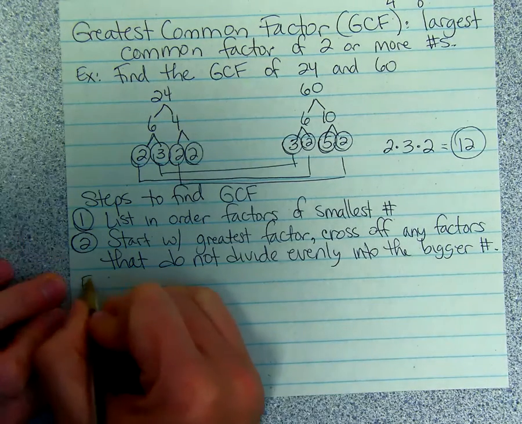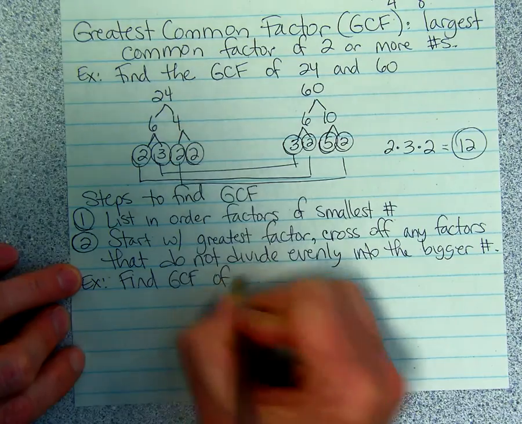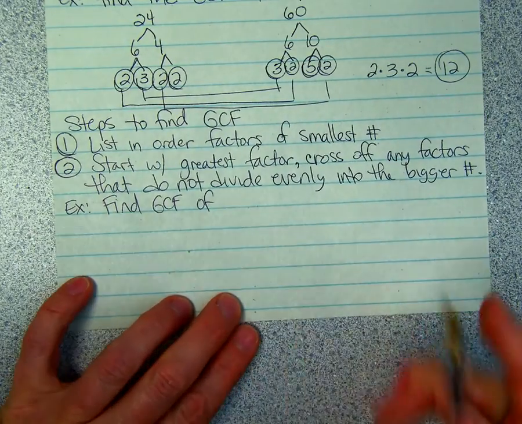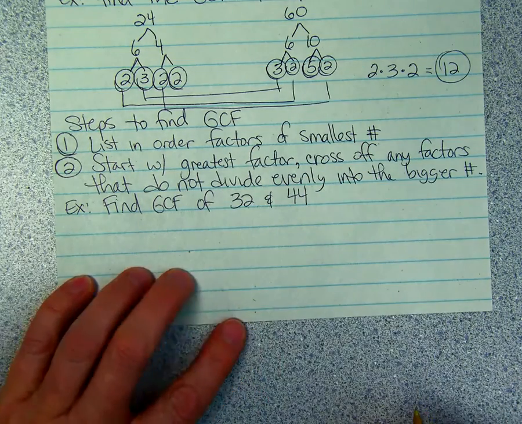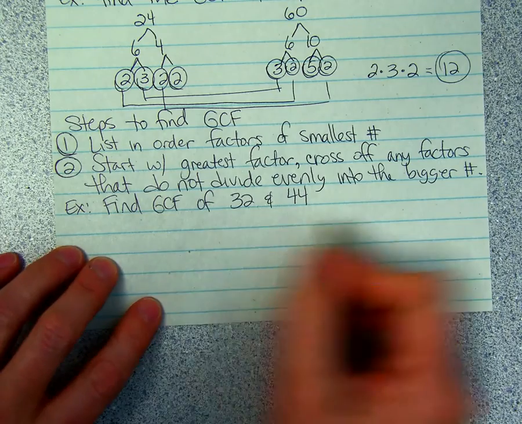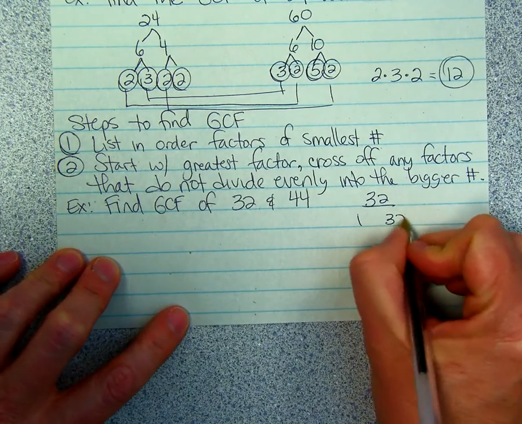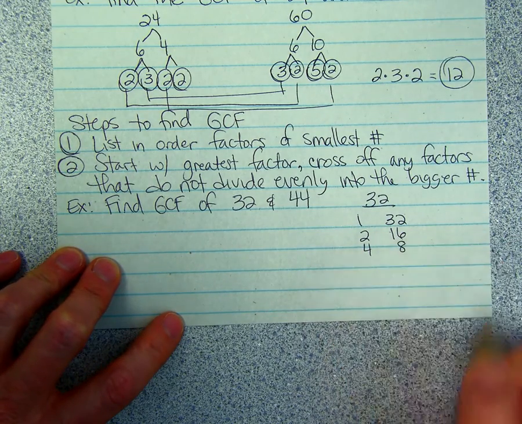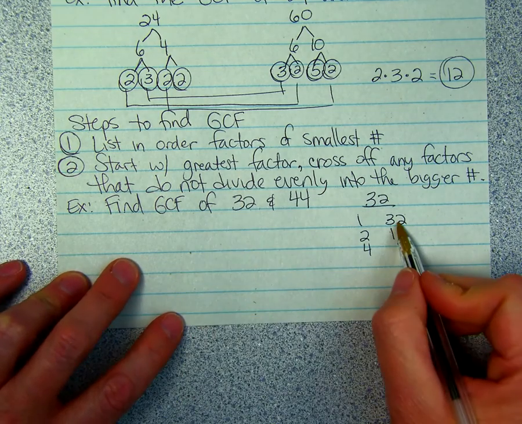So here's an example. Find the greatest common factor of 32 and 44. Well, you take the smallest number, 32, and we're going to list the factors of it. We did it earlier. 1 and 32, 2 and 16, 4 and 8. Start with the biggest number. Start with the greatest factor, 32.